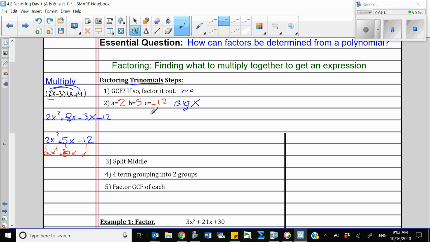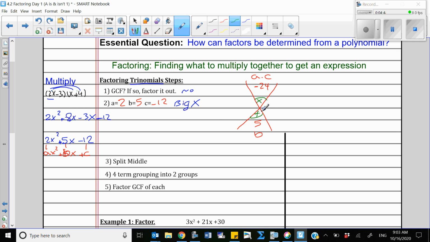I found my a, b, and c. Now I'm going to use the big X. So use a big X here. On top of this big X goes a times c. What is a times c? 2 times negative 12, which is negative 24. On the bottom of this big X goes b, and that's 5. Now I need to find two numbers that if I multiply them, I get negative 24, and if I add them, I get 5. What are those two numbers?